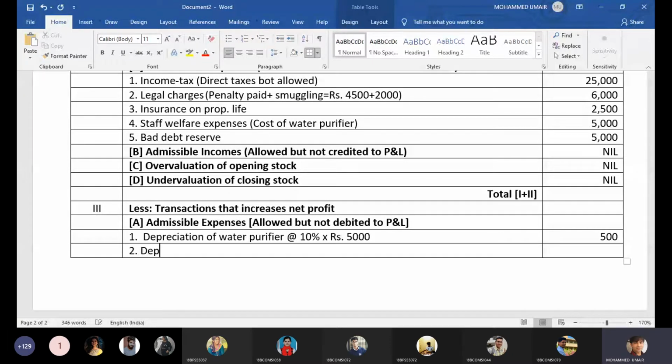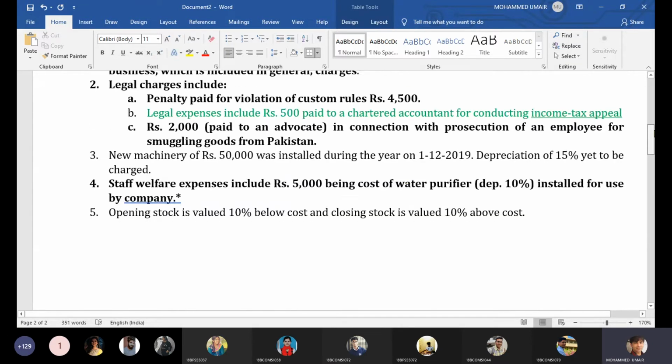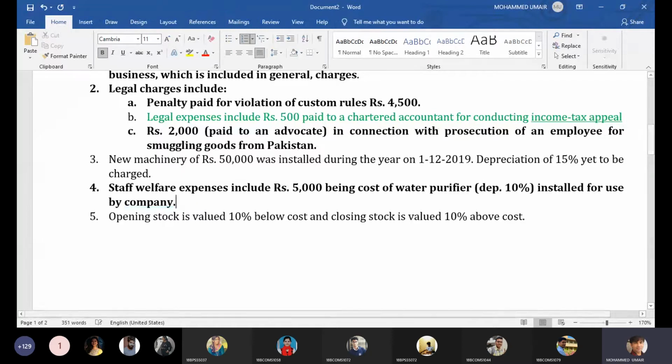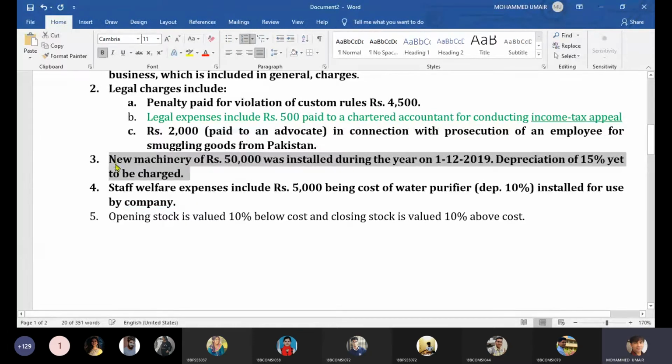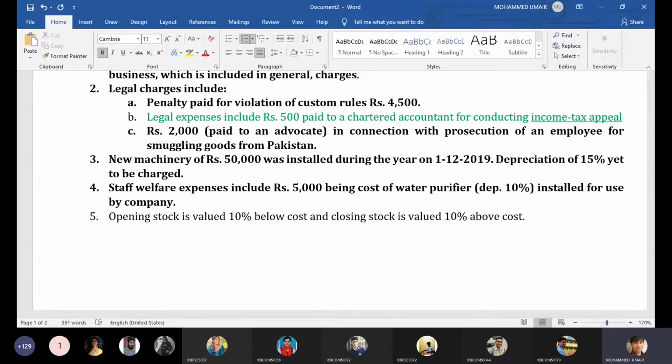Next, machinery was purchased during the previous year, and on this newly purchased machinery, depreciation is yet to be charged. It was purchased in previous year, so it is given here. Number 3, new machinery worth 50,000 was installed during the previous year on 1st December 2019, and depreciation of 15% is yet to be charged on this. So newly bought machine, depreciation is yet to be charged.